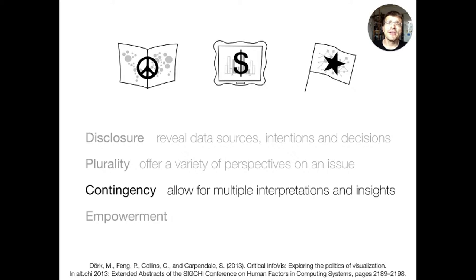Contingency is about the variety of experiences that a visualization allows for. Is the visualization highly prescriptive, or does it invite a range of interpretation? A VIS designed for contingency would be sensitive to the changing nature of the represented phenomenon, as well as the particular situation of the viewer. In this sense, it would allow viewers to have unique experiences and insights with the visualization.